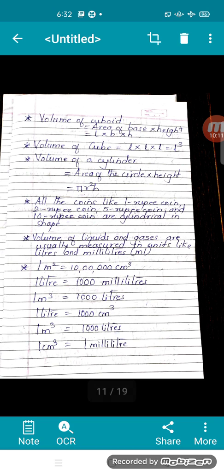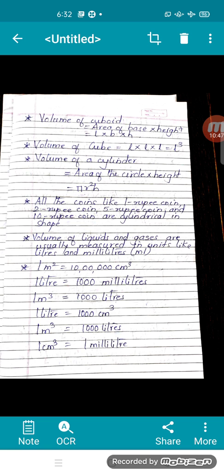Now we go to the next part of the lesson. Volume. What is volume? The measure of space occupied by a three-dimensional object is called its volume. Volume of a cuboid will be L into B into H. Volume of a cube will be L cube. Volume of a cylinder will be pi r square H. 1 meter cube is equal to 100,000 centimeter cube. See the conversions and please learn by heart.